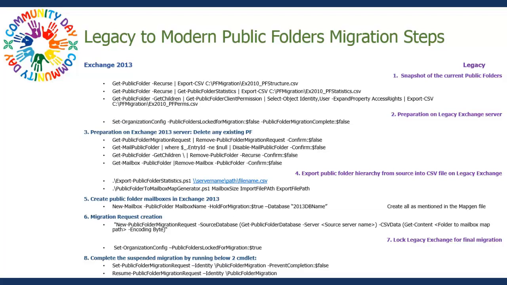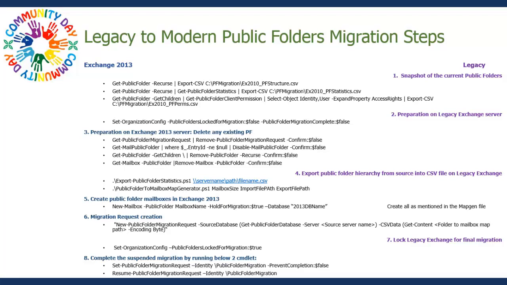All right. So the first step here is to be run on the legacy Exchange server. It can be Exchange 2010 or Exchange 2007. What we are doing here is taking a snapshot of the current public folders. We are taking the public folder structure, which means the public folder hierarchy. So Get-PublicFolder. We just want to get the public folders, and it'll keep the structure in CSV format.